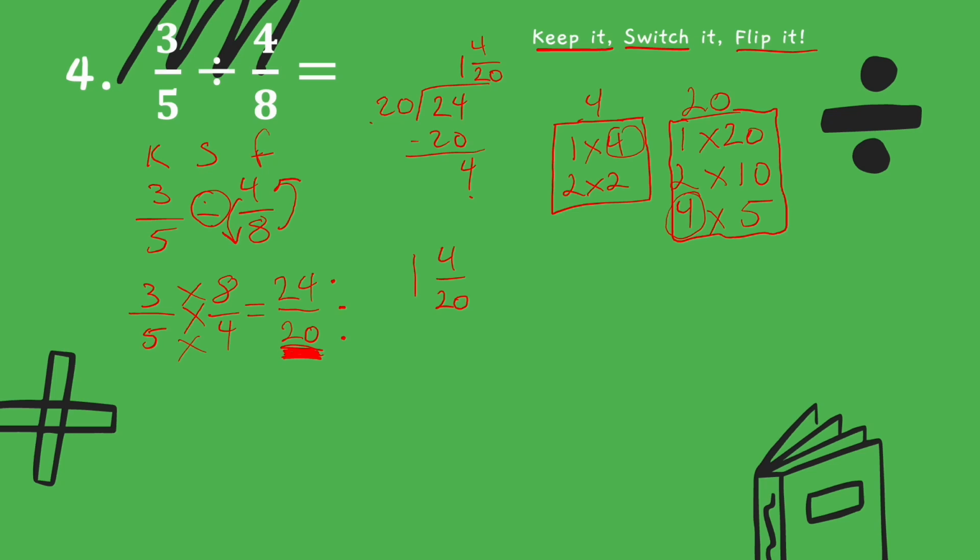So now we can start rewriting that. So we'll keep our whole number. And I know 4 divided by 4 is 1. So I can write down 1 here. And I know 20 divided by 4 is 5. So now our answer is going to be 1 and 1/5. Or it's 1 and 4/20. Or it's 24/20. These are all equivalent numbers.